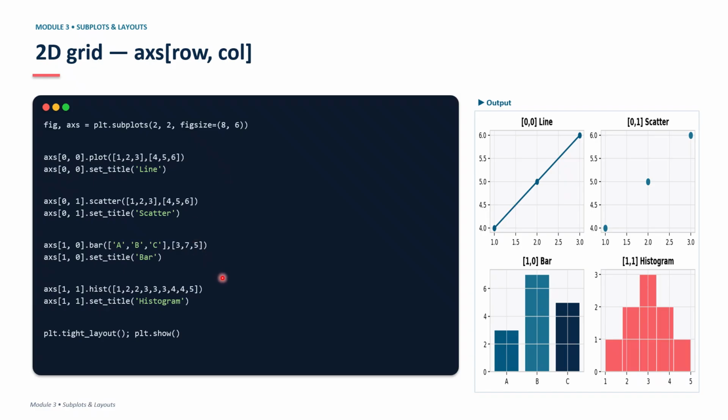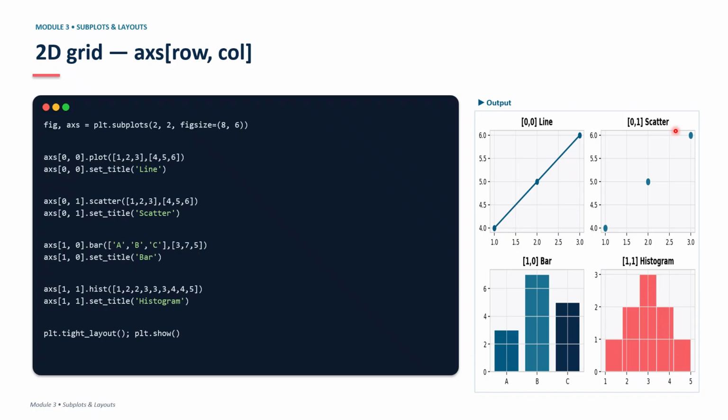Unlike the 1D case, where we unpack directly into axis 1 and axis 2, the 2D grid returns the axis as a 2D numpy array. So you can access the individual panel by using array indexing: axis of row number, comma, column number. The indexing rule is all 0 based. So here you have axis 0,0 indicating the top left, axis 0,1 the top right, axis 1,0 the bottom left, and axis 1,1 the bottom right.